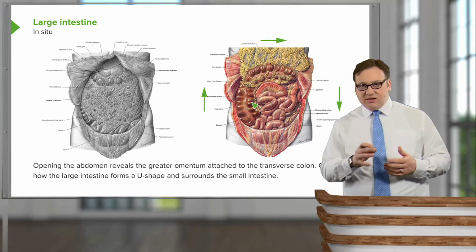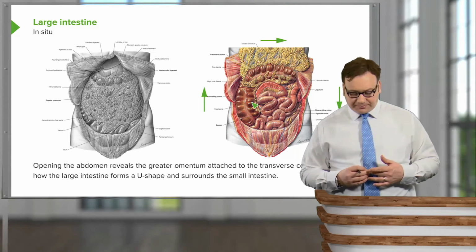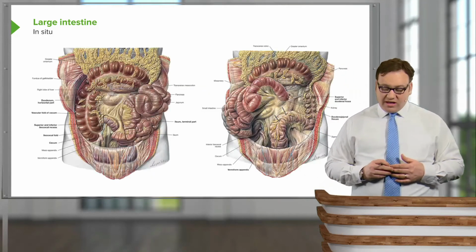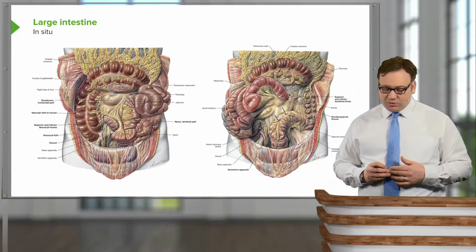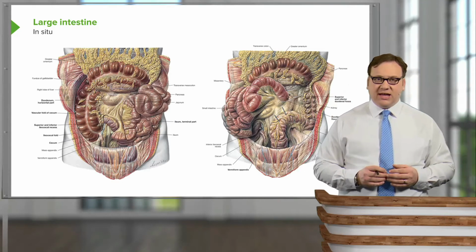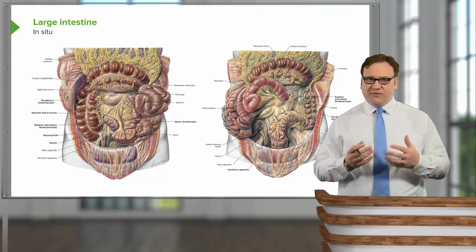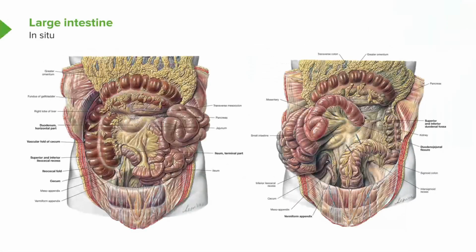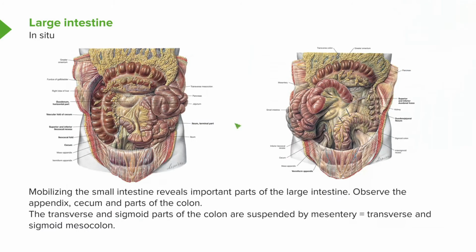So it's following that inverted U shape. If we move on to the second series of diagrams, which again we've seen before, this time we've mobilized the small intestine, which is possible because of the mesentery. And again, in this diagram here, we can see that we have this ascending colon. We can see the junction of the ileum and the large intestine here, the ileocecal junction.